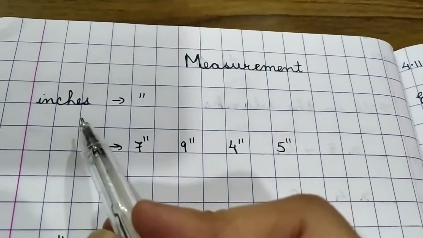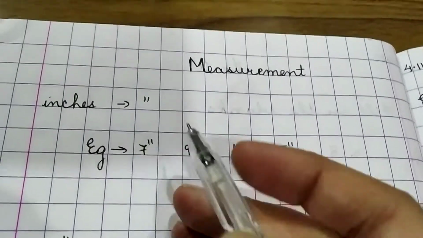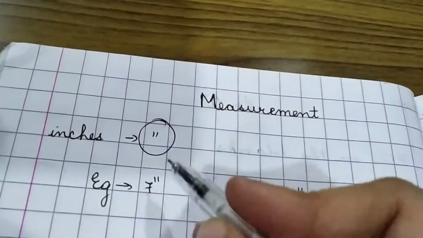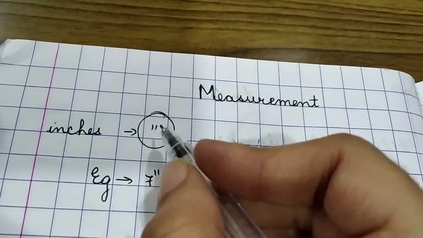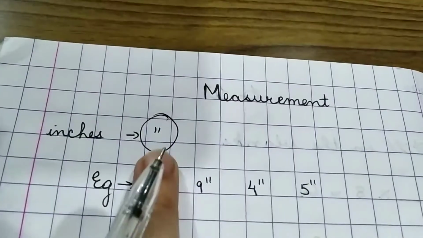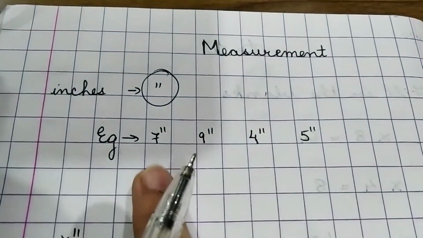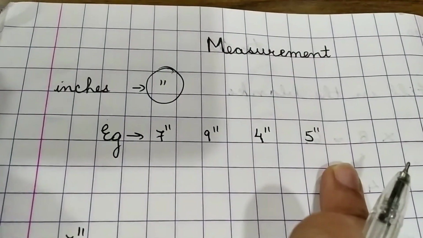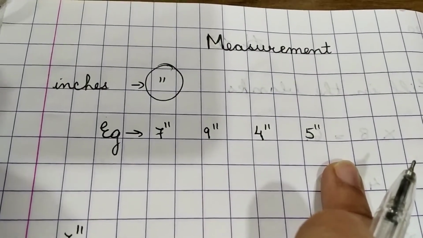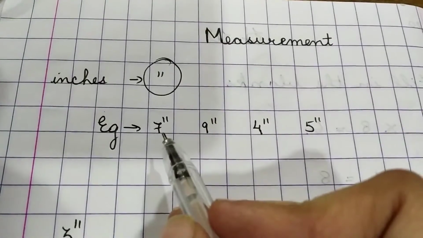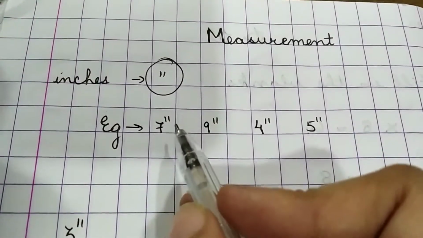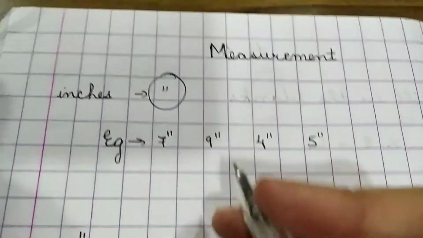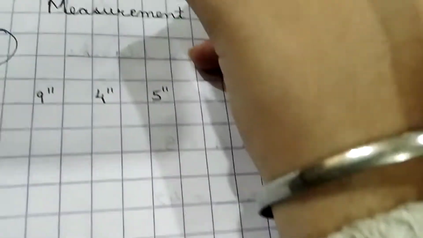So now I am telling you how we are going to denote inches. Inches are denoted with this particular mark that you see over here. The double inverted commas, these are the mark of the inches. So like that you are going to denote inches. I have written certain examples also over here. Like 7 inches, you will write 7 and put the double comma mark at the top. Not proper commas, you don't have to put it like a proper comma.